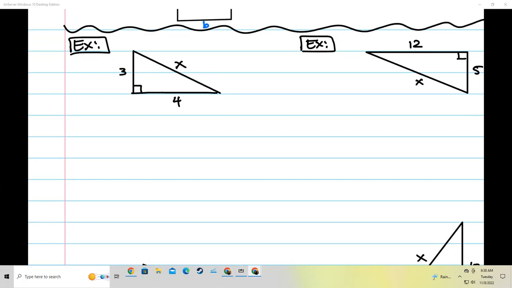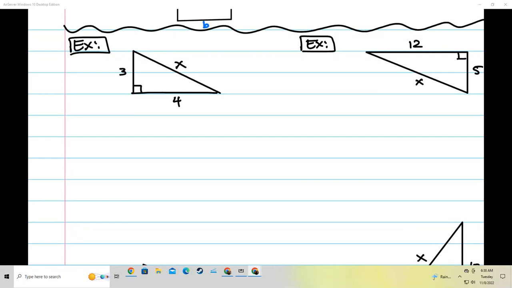All of these problems for today are going to be right triangles, so I can use the Pythagorean theorem. What the Pythagorean theorem allows us to do is, if I have 2 out of the 3 sides in a right triangle, then I can find the third side using the Pythagorean theorem. Okay, so let's go ahead and see.